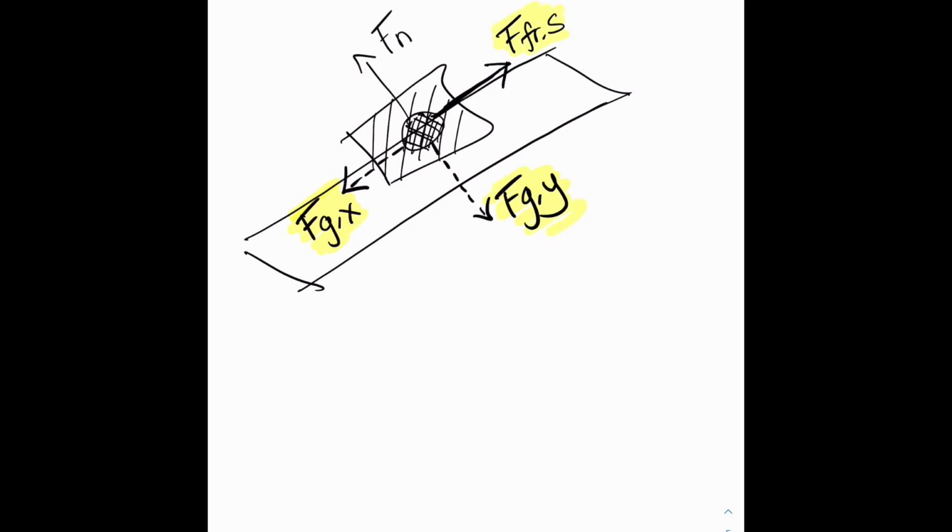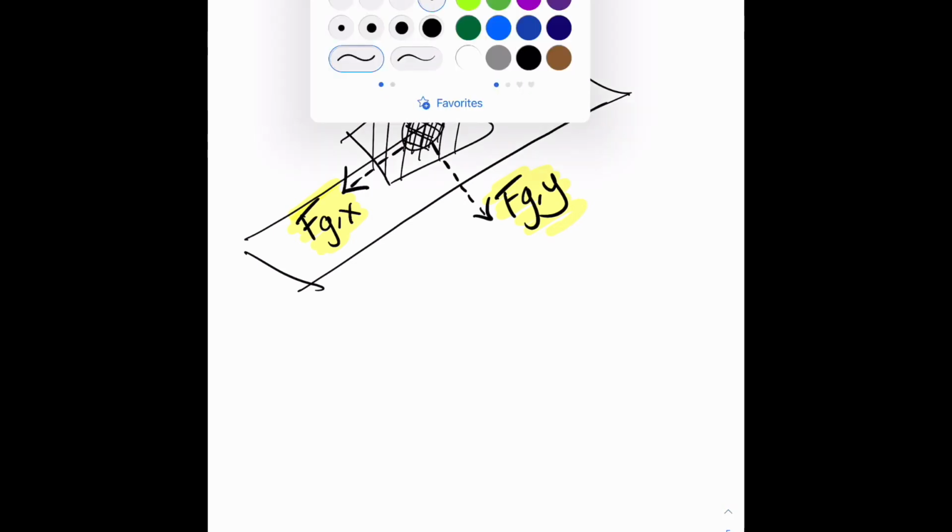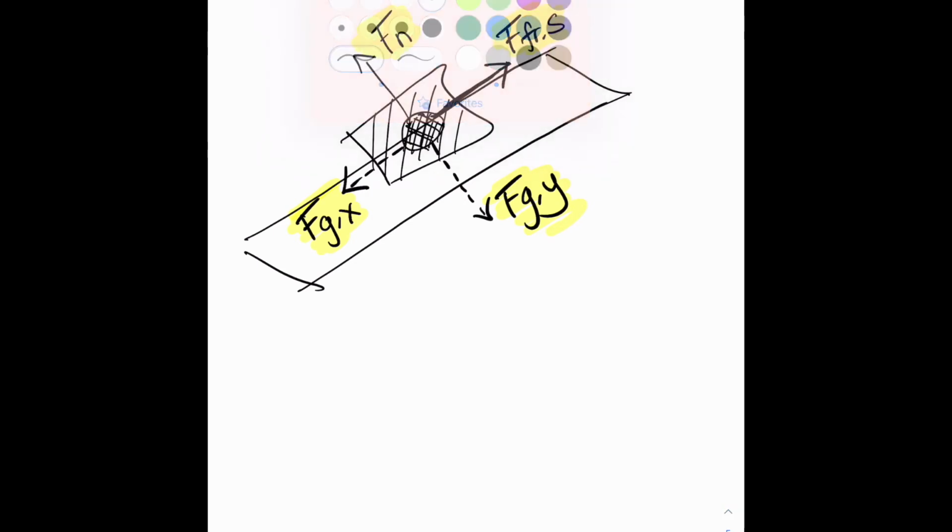but the thing is, I don't like how Fg of x is kind of just floating around in the middle of nowhere. So in the redraw, what's nice about it is you can see what's going on with these forces, like what is actually influencing the crate. Now the crate is just sitting there.